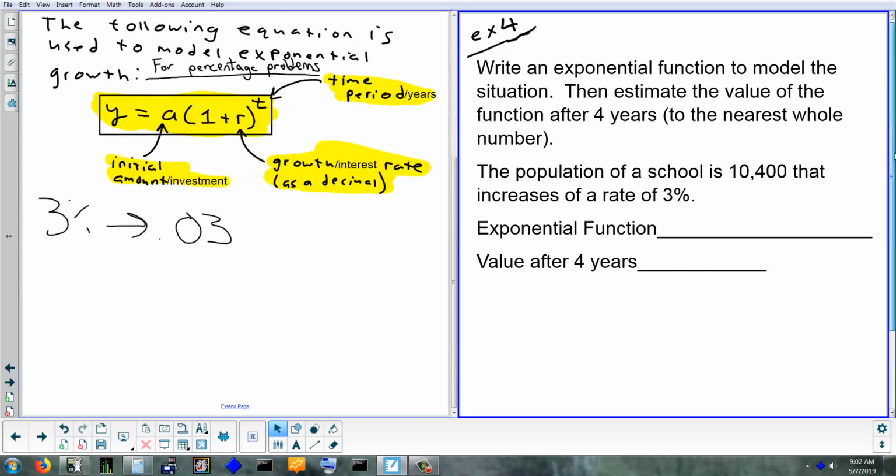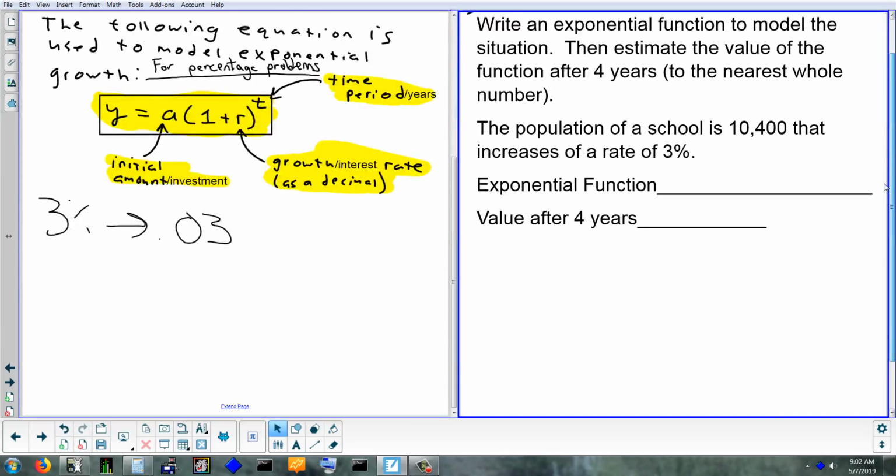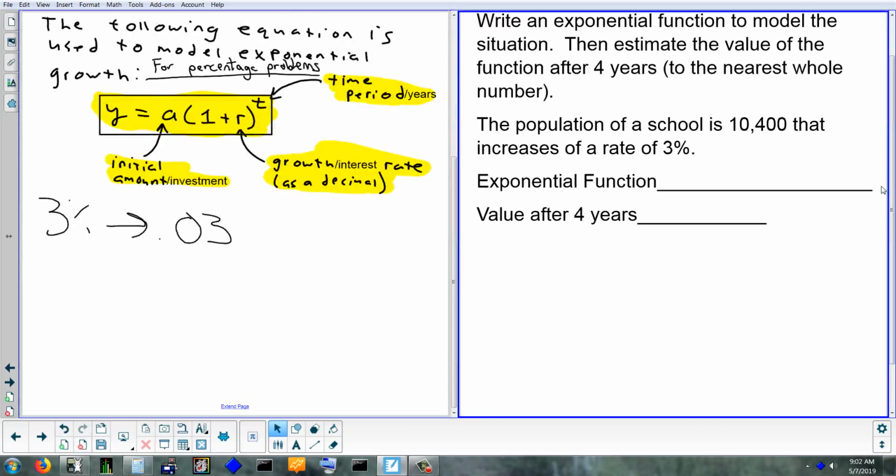So it's a 2-step. Set up the function, it gives me a number of years, plug it in. All right? So for this one, I'm not going to write out the whole y equals a, parentheses, 1 plus r to t. Again, if you fill out the reference sheet, there'll be a spot to write that formula on there.